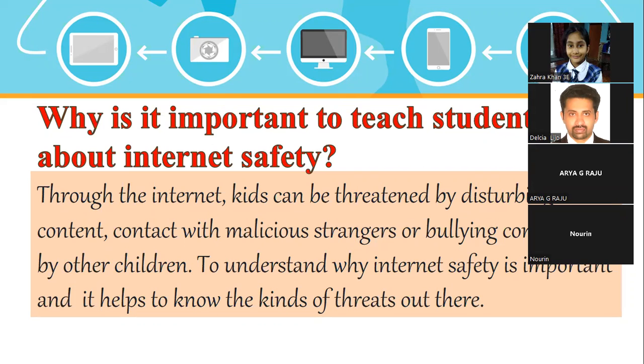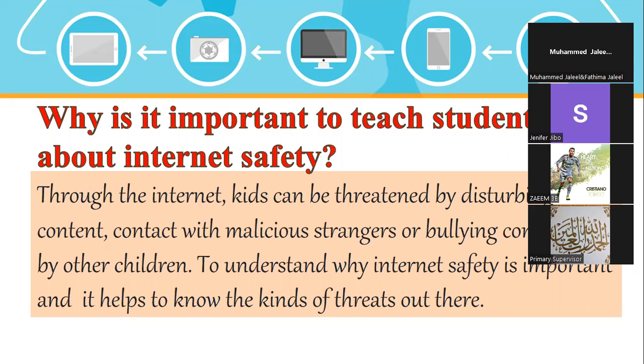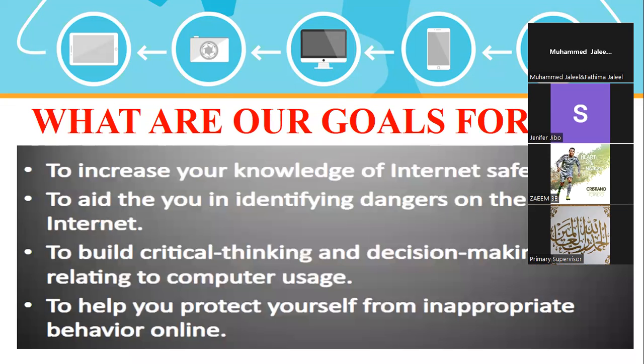But there are some disadvantages, the threatening things and disturbances online. It is nothing but the malpractices or bullying that can happen online. First we need to understand what internet safety is and how to be safe online, and then we will learn about the threats we are going to face. In this orientation program, we will increase your knowledge of internet safety, identify the dangers of the internet, build critical thinking and decision making on how to use the computer wisely, and help you protect yourself from inappropriate behavior online.